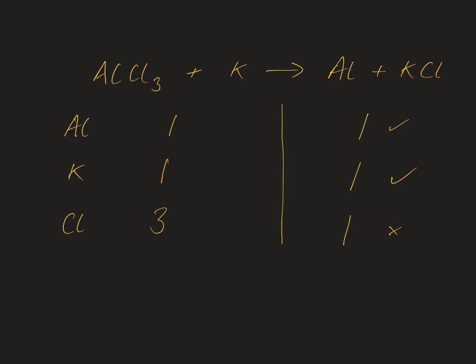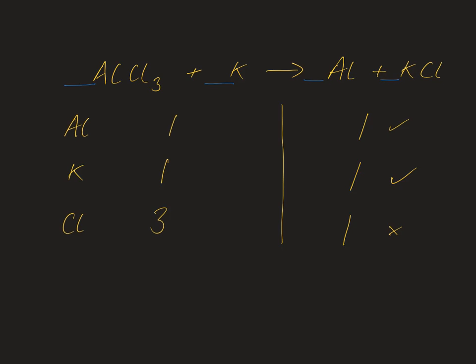Remember, what you're allowed to do is write coefficients in front of each of the reactants or products. That's the only thing you're allowed to do. You can't change the formulae of the reactants or the products, because it's against the rules. So let's see if we can put in some coefficients that will allow us to have the same numbers of each type of atom on the left as we do on the right.